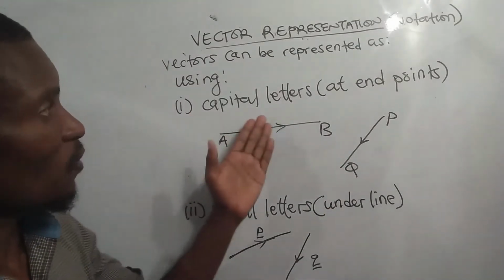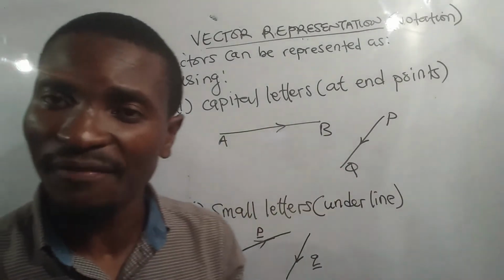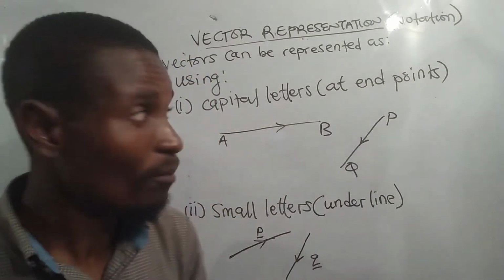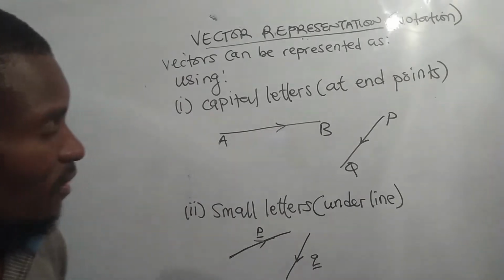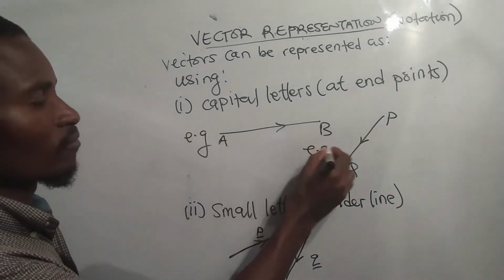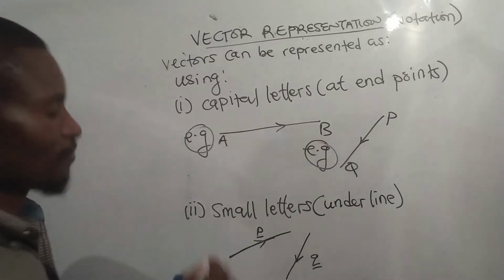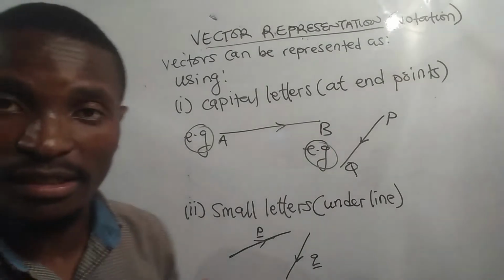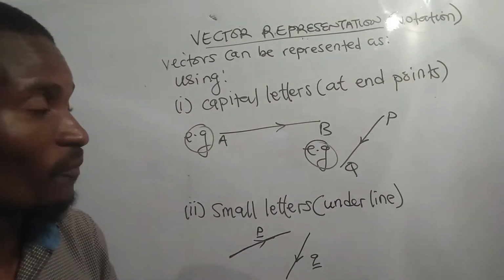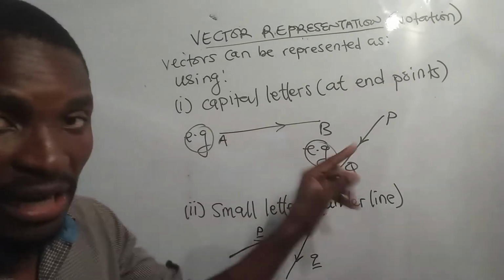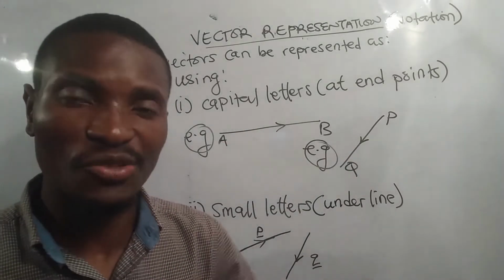The first one is that you can represent vectors using capital letters and then the endpoints. So what you can see is that at endpoints you can use that kind of representation where you say A, B, and then the arrow, depending on which direction you are referring to.